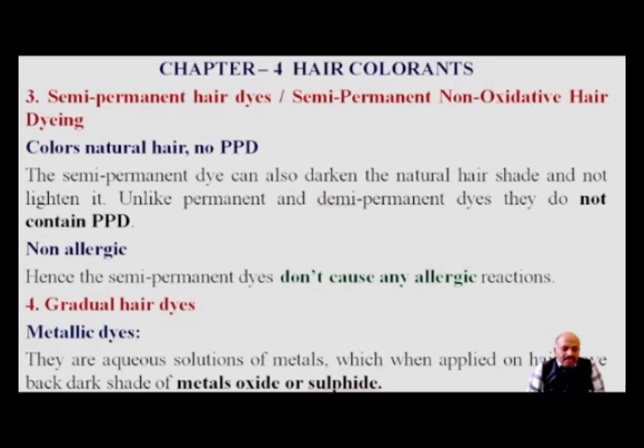The fourth one is gradual hair dyeing systems. Gradual, the name indicates that it is a continuous process. Gradually, the color will increase. In this case, metallic dyes are used. They are aqueous solutions of metals which, when applied on hair, leave a black or dark shade of metal oxides or sulfides. So metallic dyes are used in gradual hair dyes, and they can be applied on the hair, leaving metal oxides or sulfides on the hair strands.